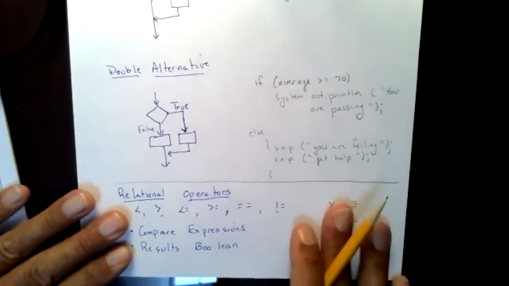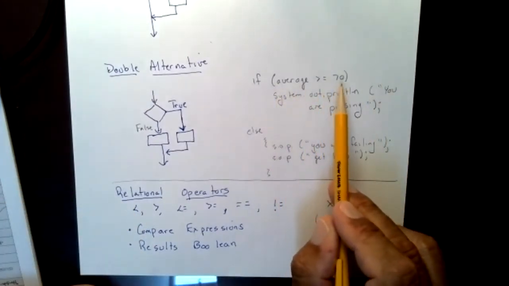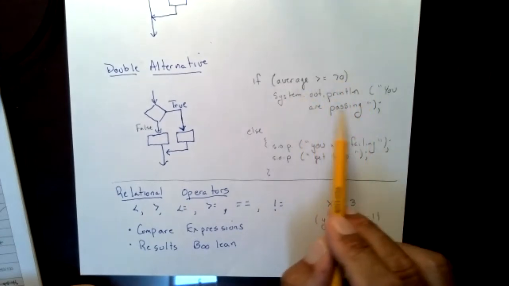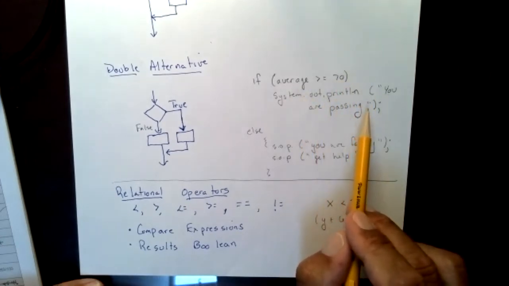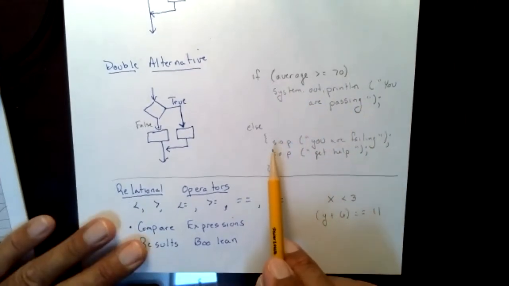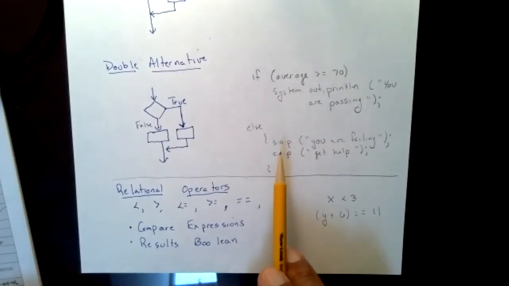An example of a double alternative: if average is greater than or equal to 70, System.out.println, you are passing. Now, the false part is my else. And coming out of this else, I want to make a block of code. So how do I represent a block? I have a left brace, my lines of code. System.out.println, you are failing.